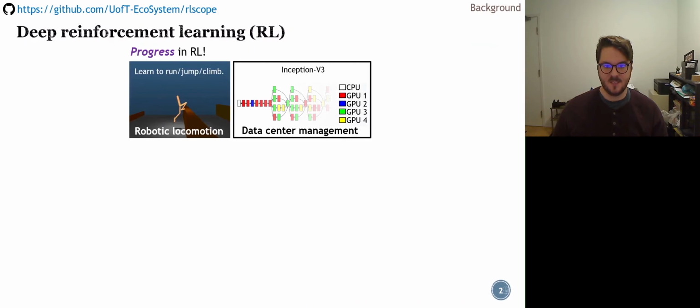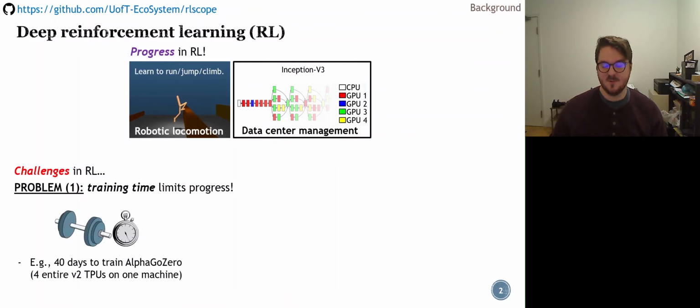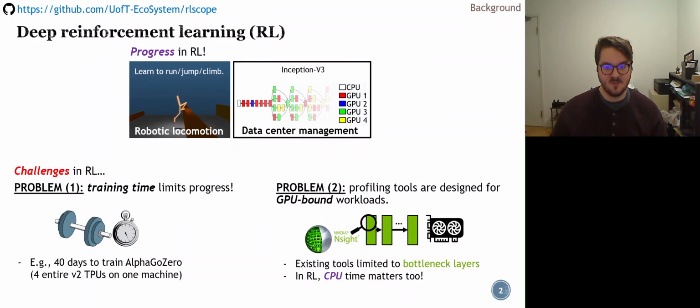Deep reinforcement learning has made a lot of progress over the past decade, from applications as diverse as learning robotic locomotion from scratch using just a reward function, to even data center management. Unfortunately, this progress is severely limited by training time. It takes up to 40 days to train AlphaGo 0 from scratch using 4 TPUs on a single machine. To make matters worse, the profiling tools we use today to understand training time are not well suited to RL workloads, since they focus on GPU time in bottleneck layers and less on CPU time.